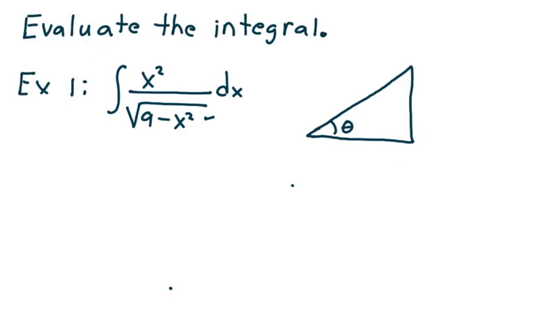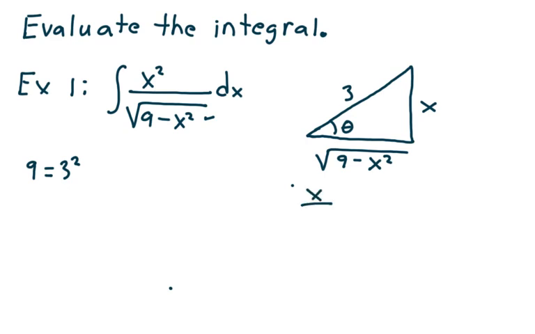Remember that 9 is equal to 3 squared. So 3 is going to be the hypotenuse. The side opposite to angle theta is going to be x. And this base side is the square root of 9 minus x squared by the Pythagorean theorem. So let's go over our substitution.